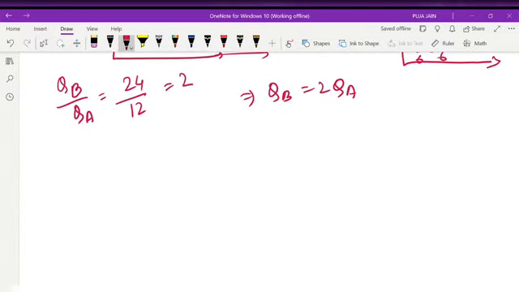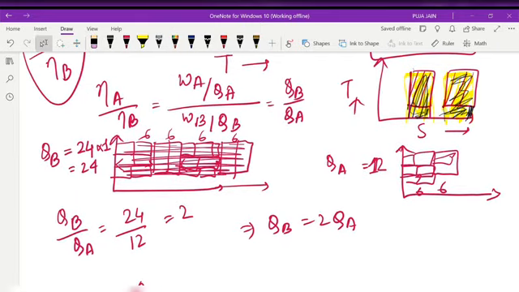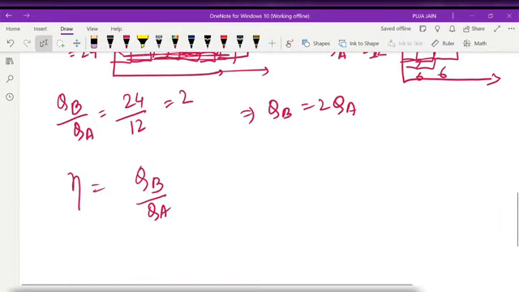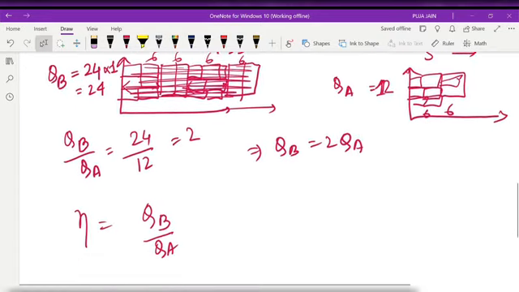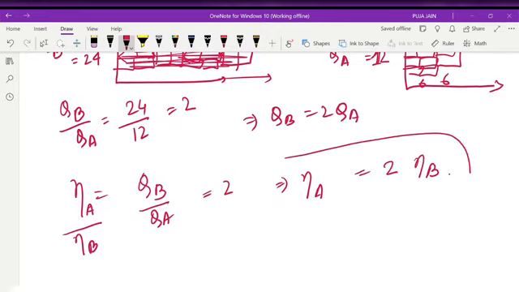So eta is basically what? Eta is QB by QA. This is actually a ratio, ratio of eta A by eta B. Yeah, that's why I was thinking how can eta be 2? Because eta cannot be greater than 1. This is the ratio of eta A by eta B. This is 2. That means the efficiency of A block is twice the efficiency of the B block. So our answer is 2.